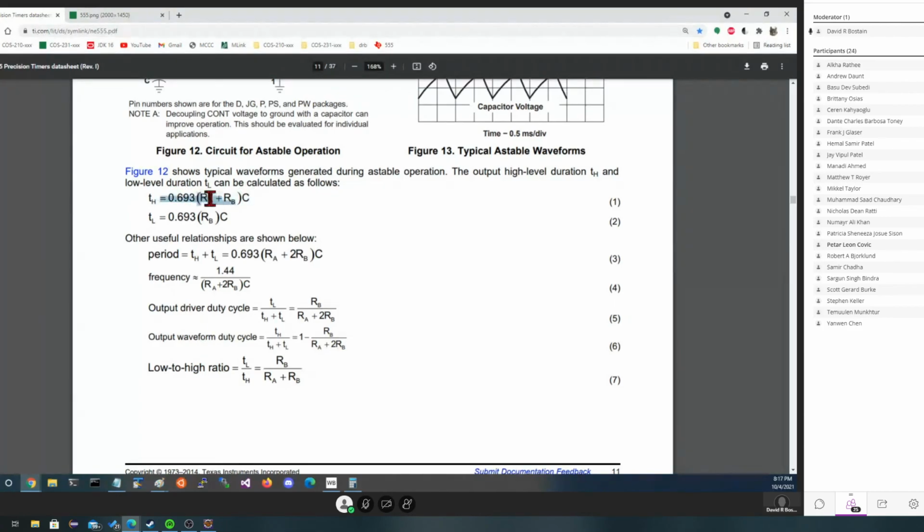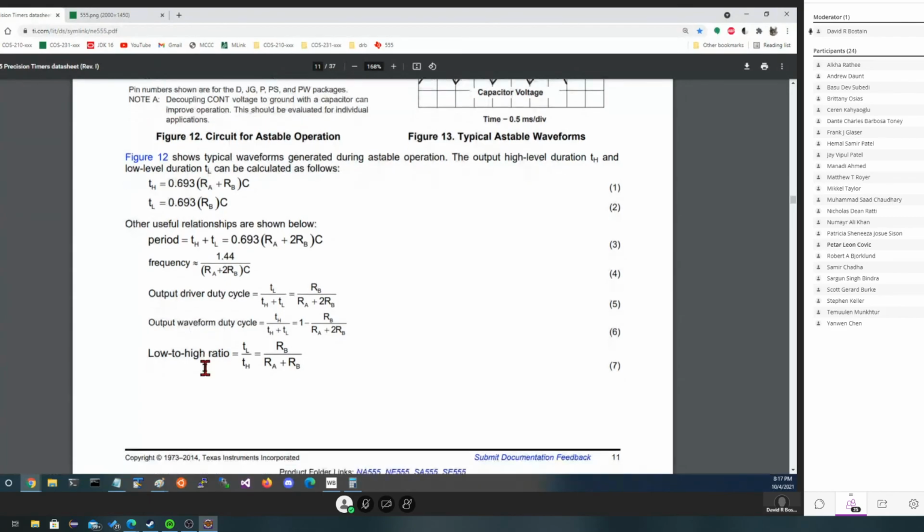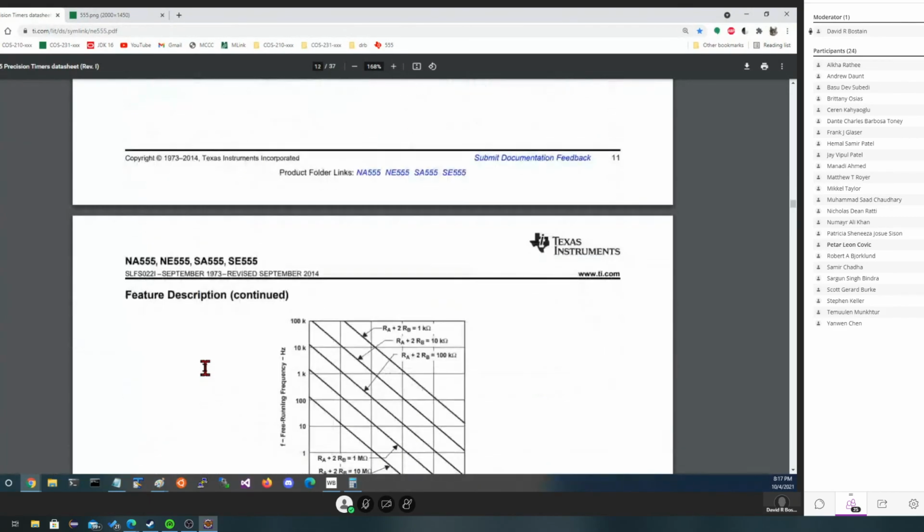And since the charging time is through 2 resistors and the discharging time is through 1, these won't be the same time. The period, here's how you calculate the time high plus the time low. Here's how you calculate the frequency. These are basically the same number. One is inverted because one is the driver and one is the internal value. You'll figure out which of those to use. And then this is basically the low to high ratio, which helps us calculate the other values.